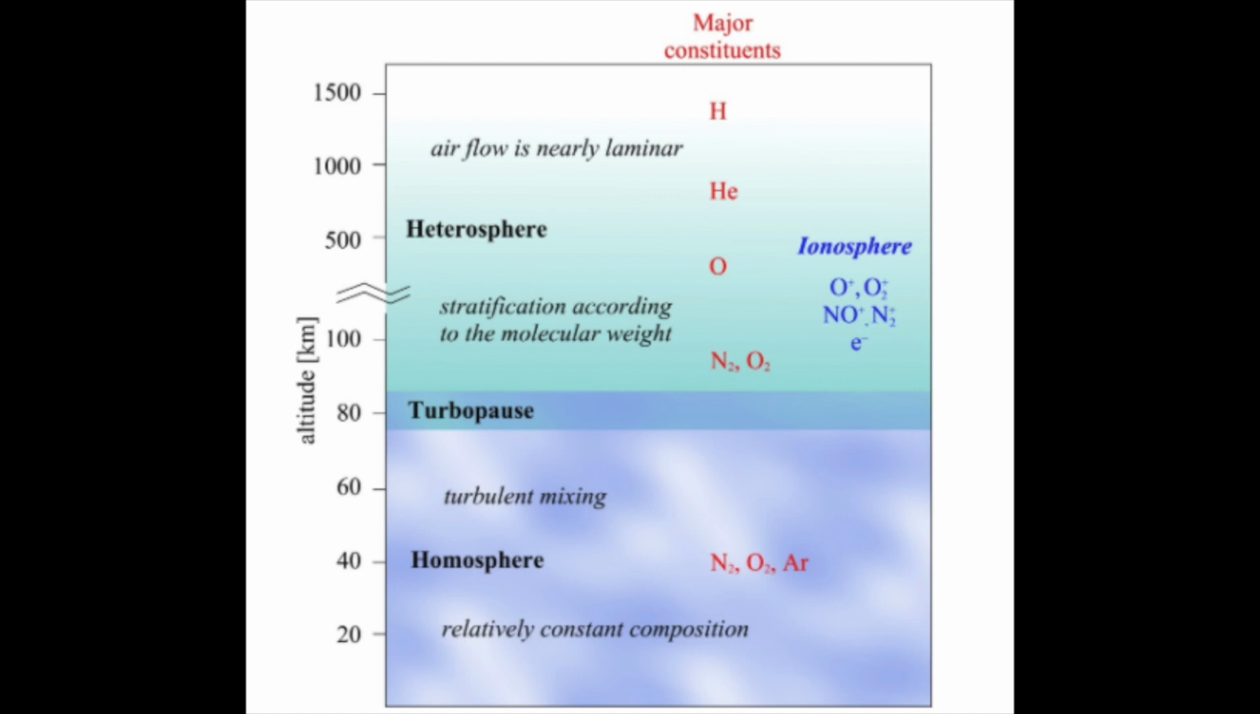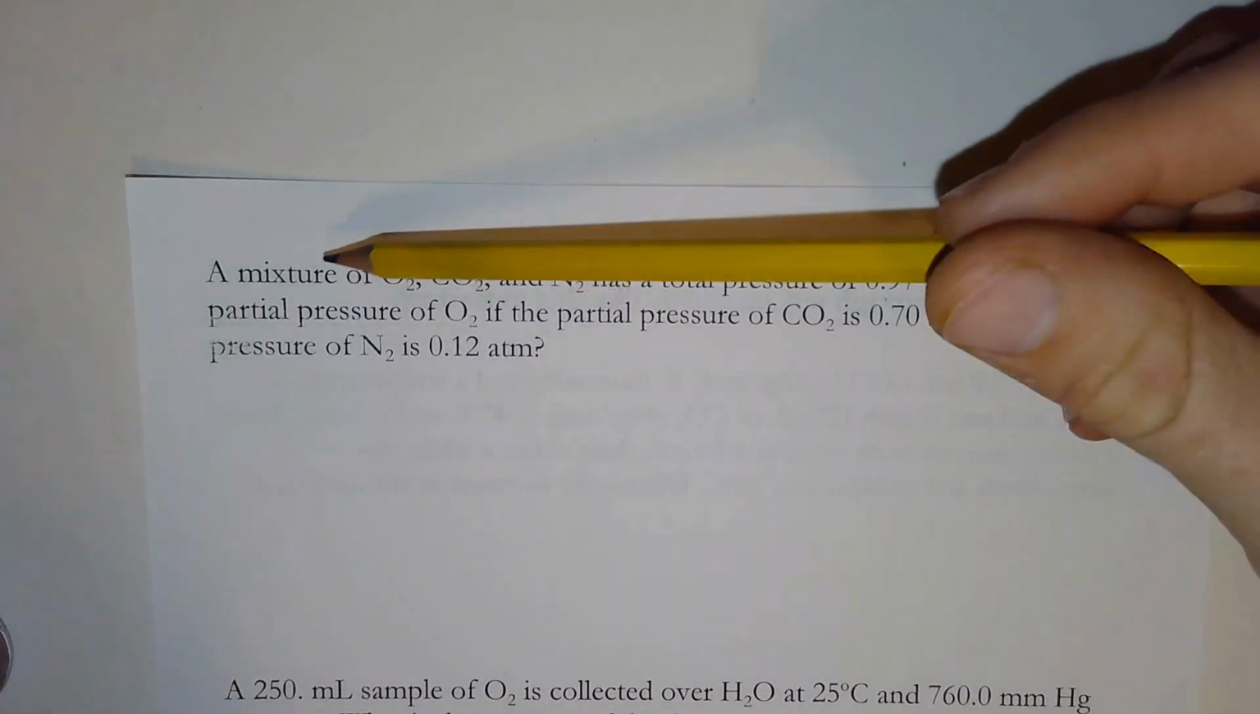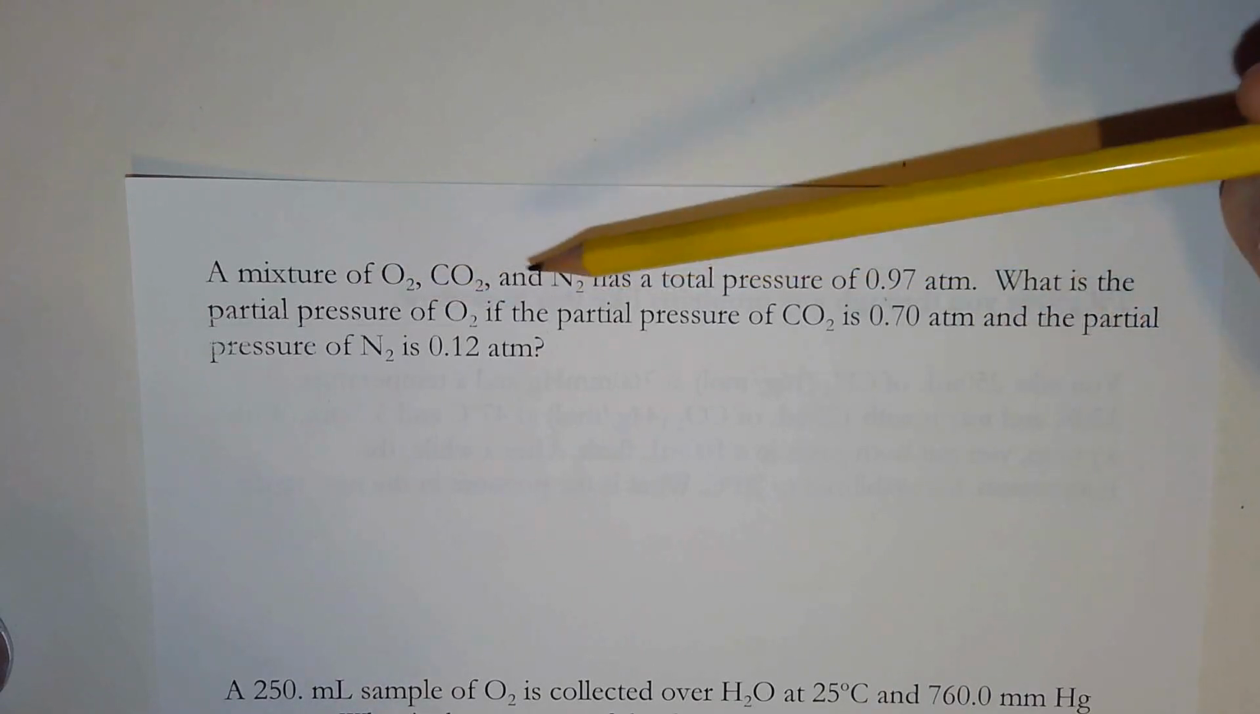Now, the neat thing is the line between the homosphere and heterosphere has a really cool name. It's called the turbopause, which makes me happy as a meteorologist. And the turbopause actually changes its height seasonally. Let me show you a graph of that really fast. So now you've got a new $5 word to pull out at some point, which is turbopause. Anyway, let's come back and do some Dalton's law problems. All right, so we're dealing with a mixture of oxygen, carbon dioxide, and nitrogen.